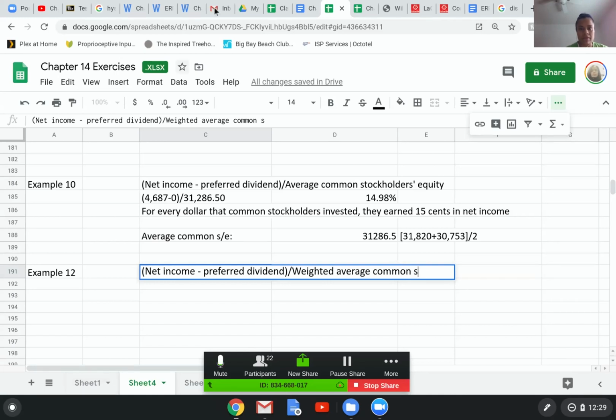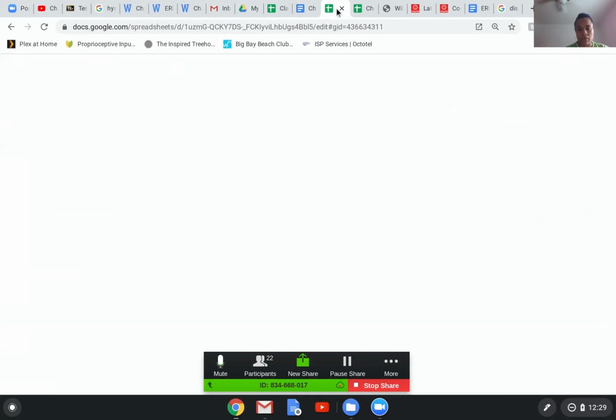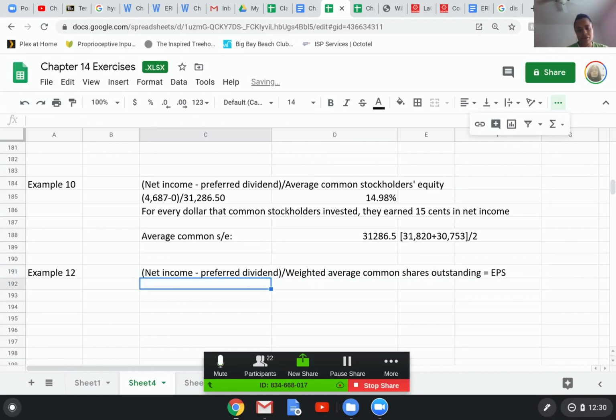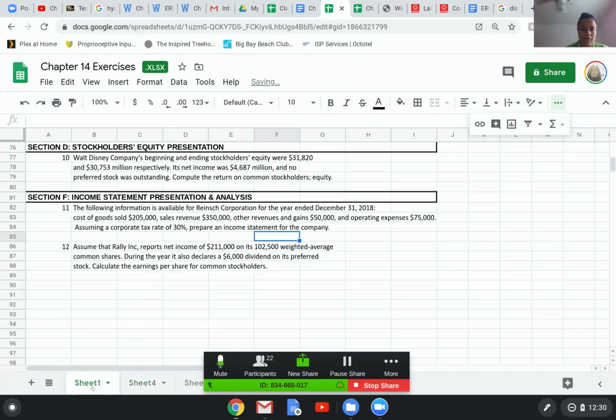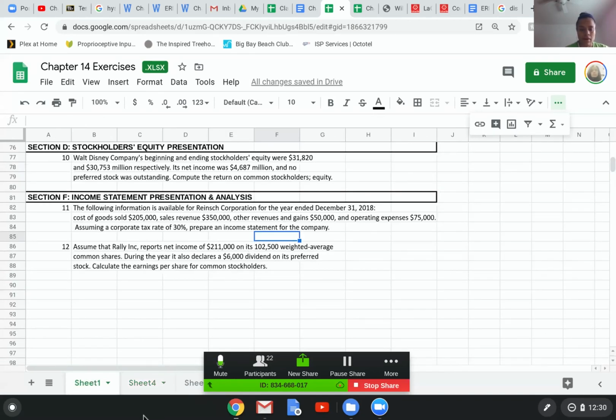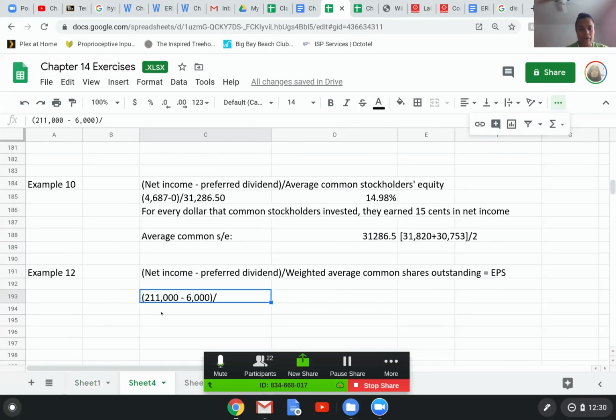shares outstanding equals earnings per share. So we've got net income, it's very easy, right? You're just basically putting numbers into a formula. So net income is 211,000 minus the preferred dividend of 6,000 divided by the common shares outstanding 102,500. So that's your formula.